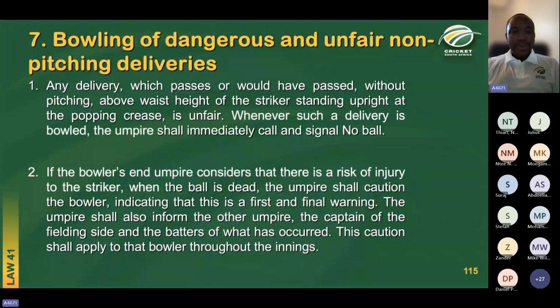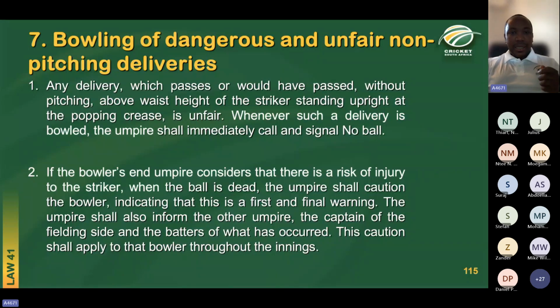to this law state that if the full toss above waist height of the striker standing upright at the crease is directed at the body of the striker, yes, we will call and signal no ball. We always call and signal no ball for full tosses above waist height. And that is primarily the call of the striker's end umpire to make, because he or she is in the best position to judge whether that ball passes the striker standing upright at the crease above waist height.